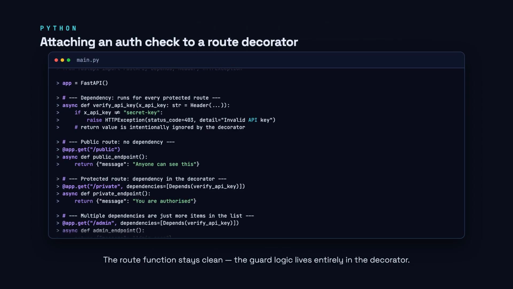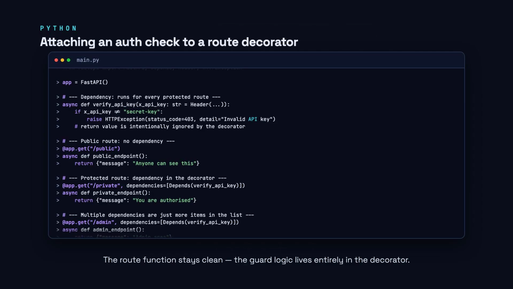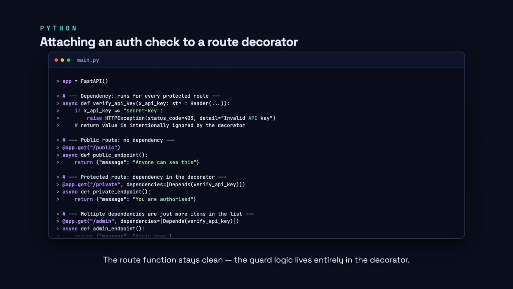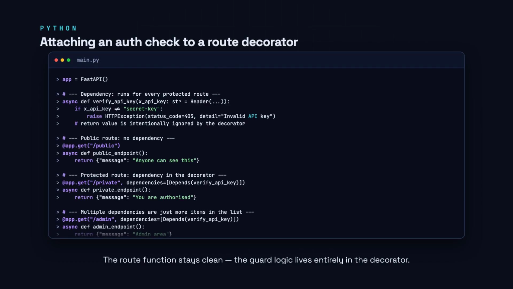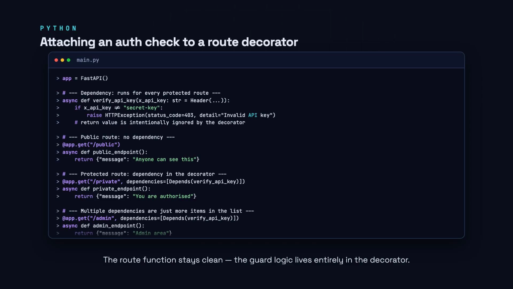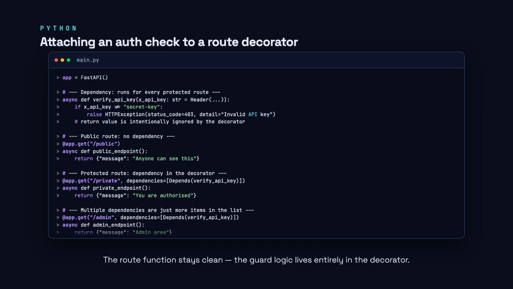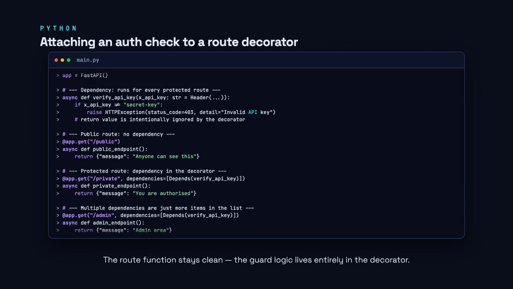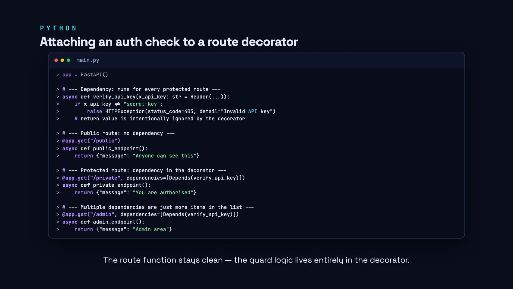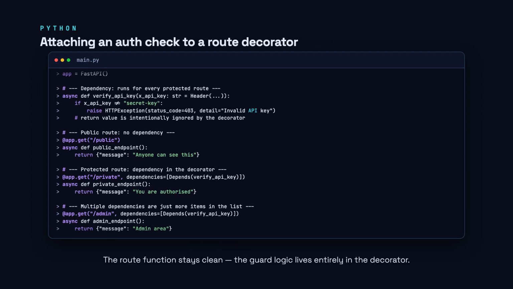On the private endpoint, we pass dependencies equals a list containing Depends of verify_api_key directly to the decorator. The route function private_endpoint takes no extra parameters at all. It is completely clean. FastAPI will call verify_api_key first on every request to /private, and only if it passes does the route function run.